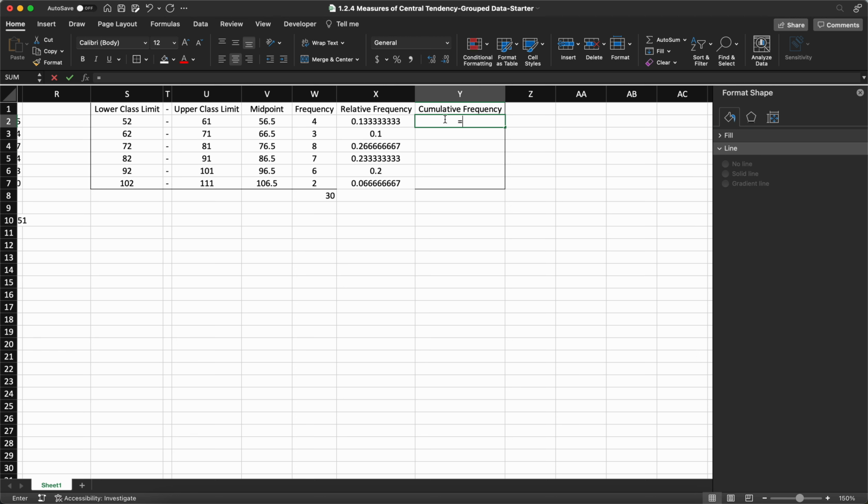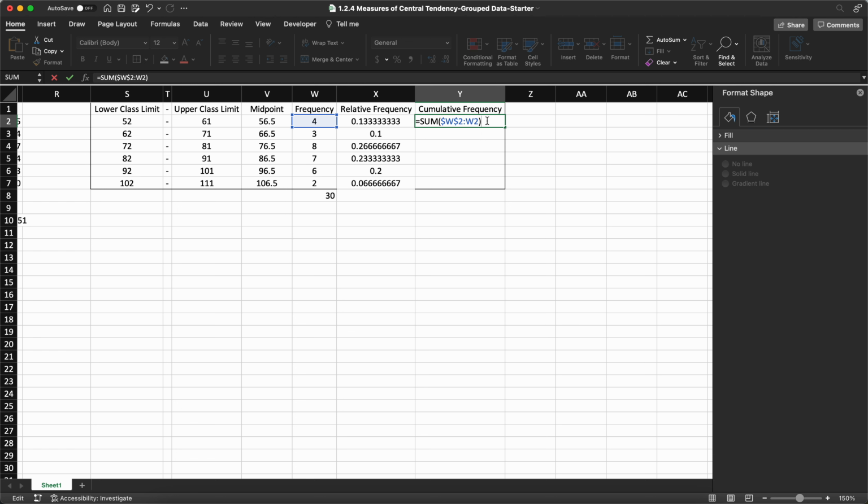Cumulative frequency is adding as I go. So I'm going to sum all the numbers that have come so far. And I did this at the end of the last video too. I'm going to lock the first cell, again, function 4, F4.